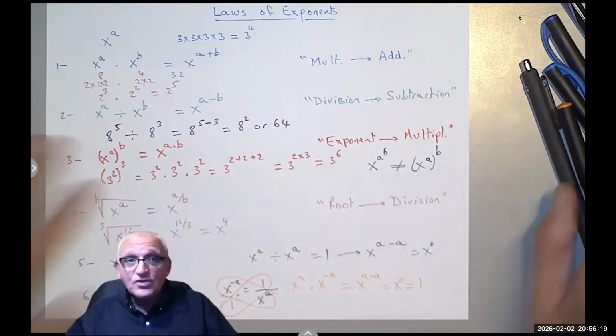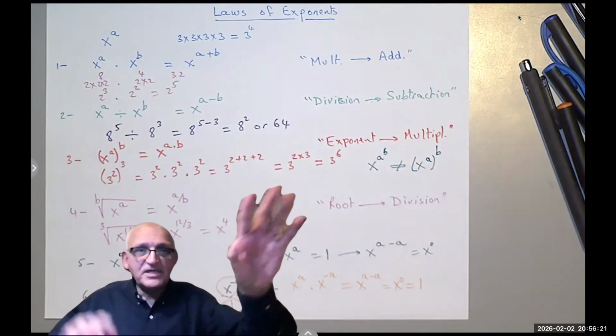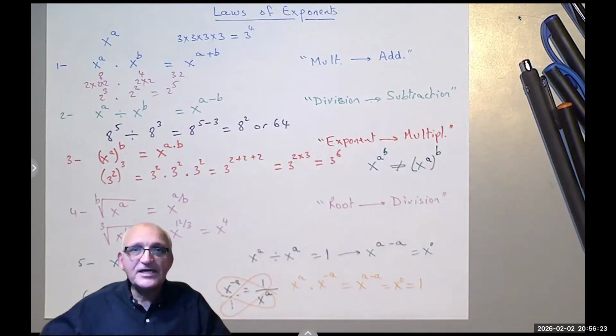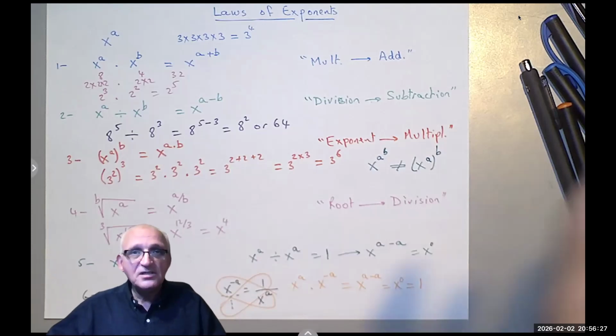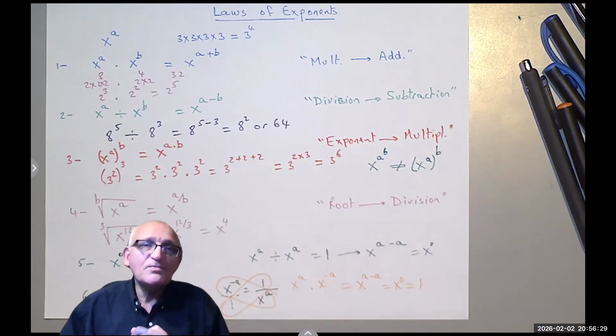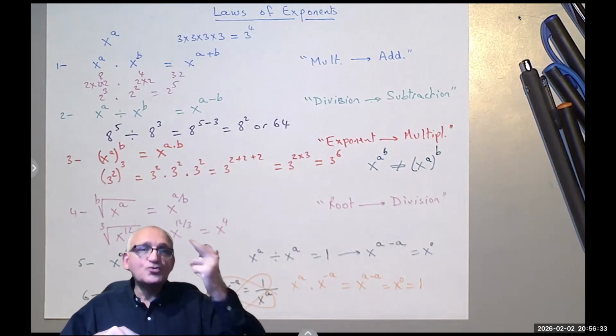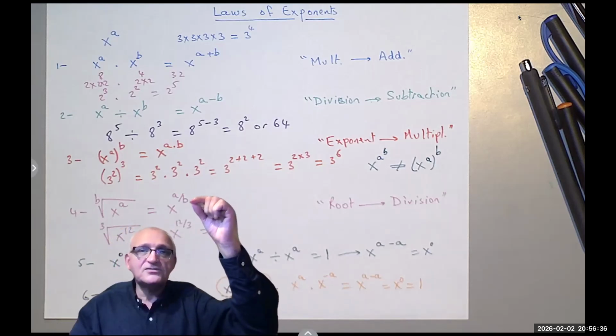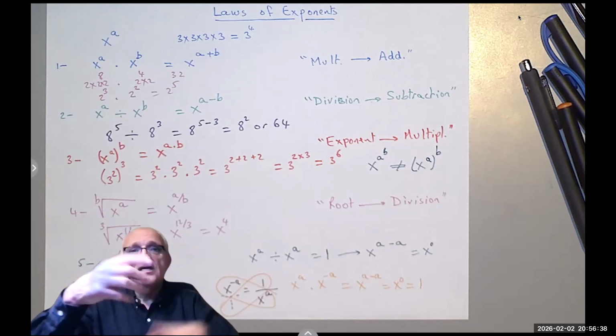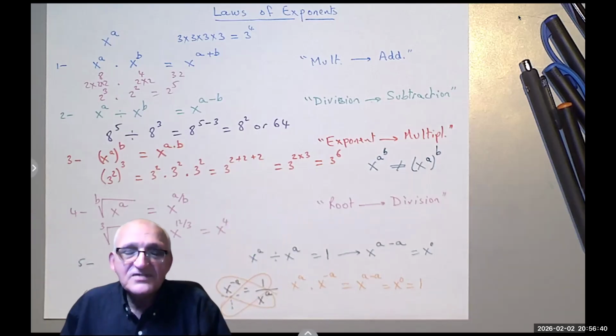Okay? So the rules are very simple. Multiplication became addition. Division became subtraction. Power became multiplication. Root became division. And then any number raised to the power of 0 is 1. And any negative exponent, you can switch its position from numerator to denominator or vice versa and get away with the negative sign.